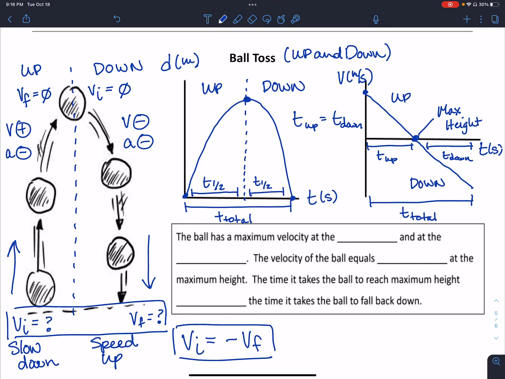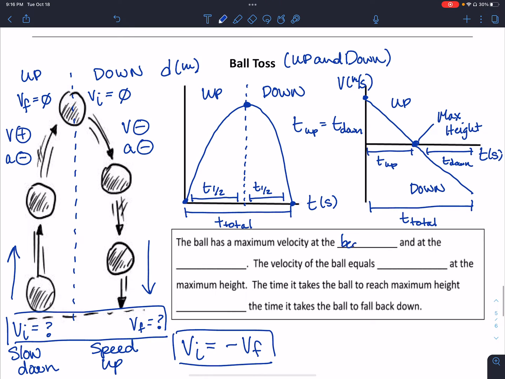So our ball will have maximum velocity in two spots this time. At the bottom, well, I guess I shouldn't say bottom because they're both the bottom. Let me change that wording. Let's say the beginning and at the end of the motion. And as we saw before, the velocity of the ball equals zero at the maximum height, and the time it takes to reach the maximum height equals the time it takes for the ball to fall back down.